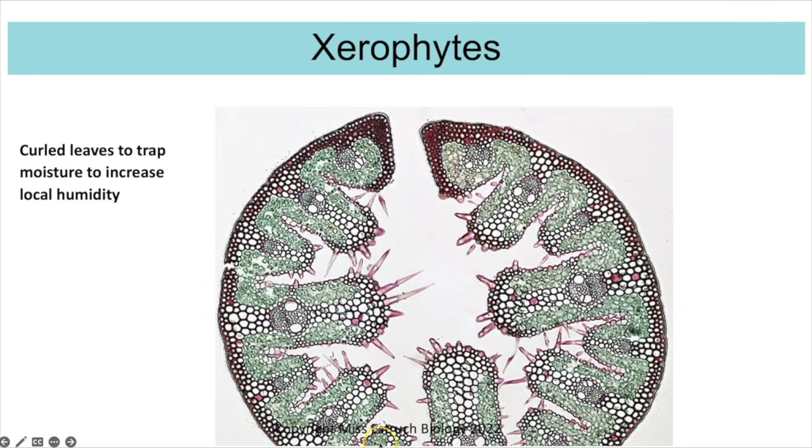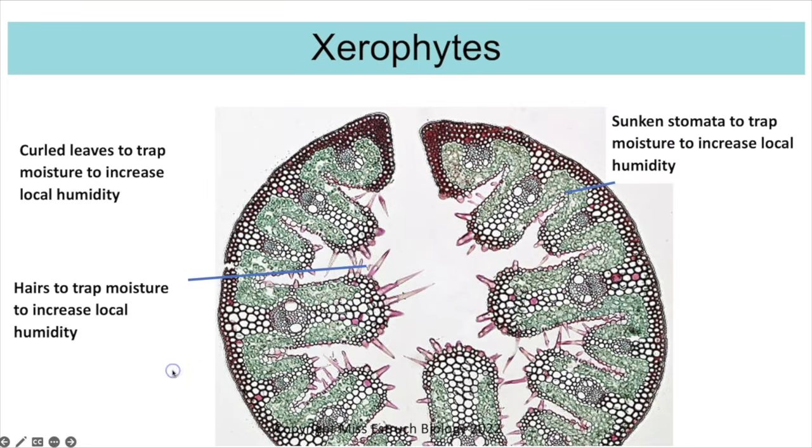And here we can see a microscope image looking at the cross section through a leaf of a xerophyte, so we can see some of the adaptations that they have to reduce water loss. First of all, we can see that the leaf is curled up, and that curling up means that any water that does evaporate out gets trapped in this area, which increases the local humidity, and therefore it reduces the water potential gradient from the inside of the cells to the outside, and therefore there's less transpiration. There are also these hairs which have the same advantage in that they trap the moisture in the air, and that increases the local humidity, therefore decreasing the water potential gradient, so there's less transpiration.